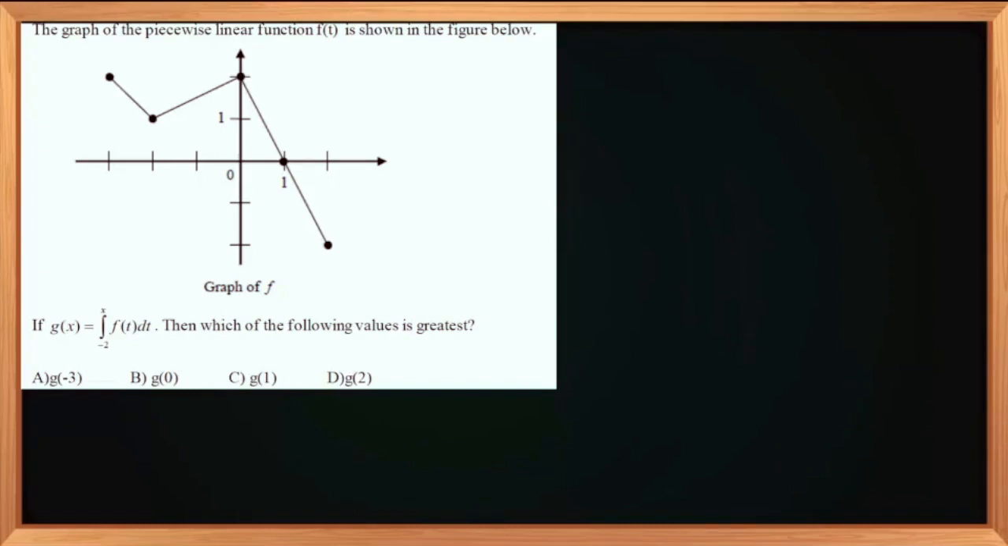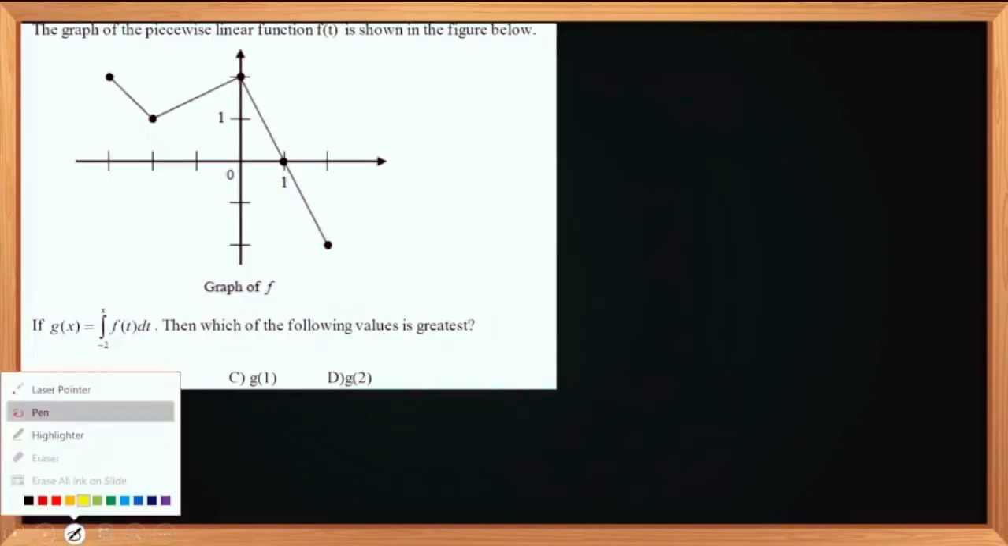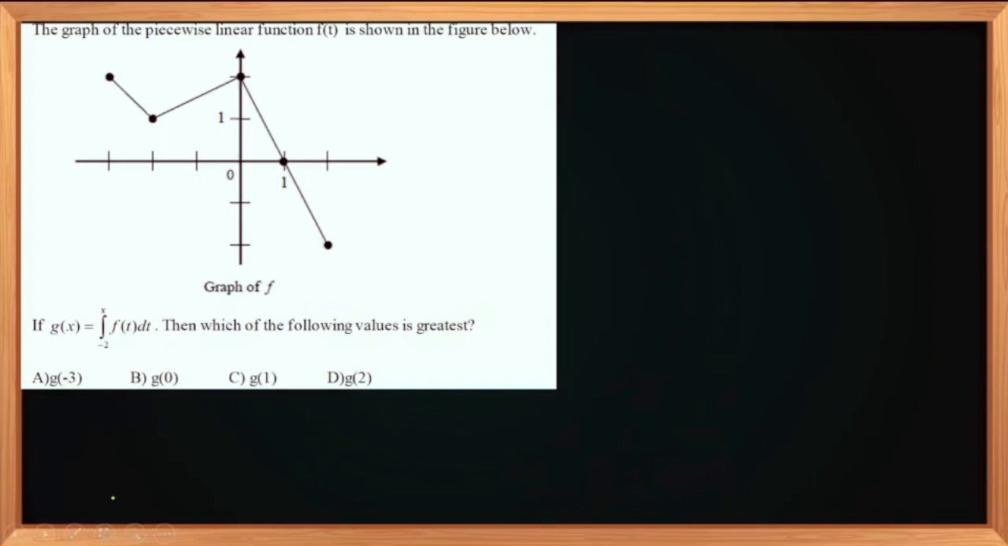Okay. So the first question: the graph of the piecewise linear function f of t is shown in the figure below. If g of x is representing the integral from minus 2 to x of f of t dt, then which of the following values is greatest? Which answer will be the correct one?